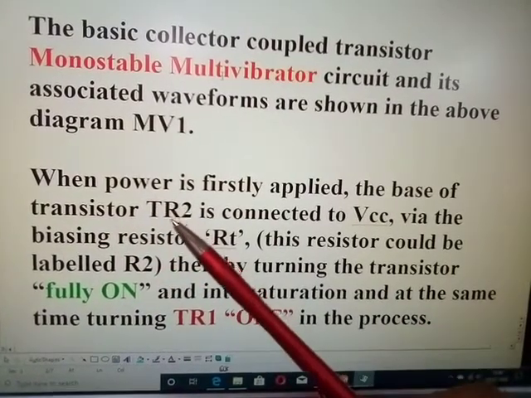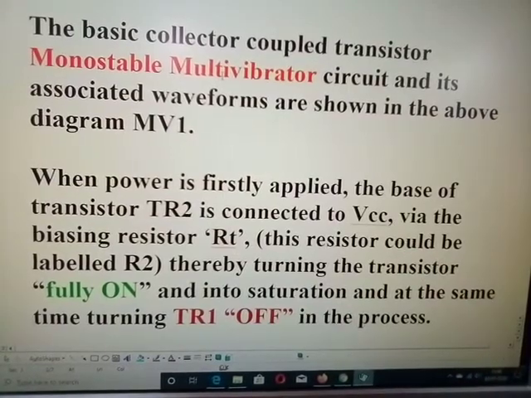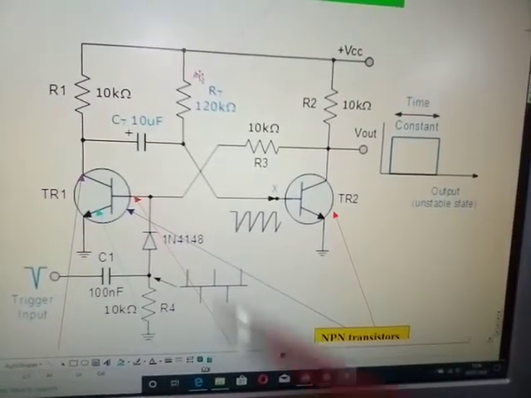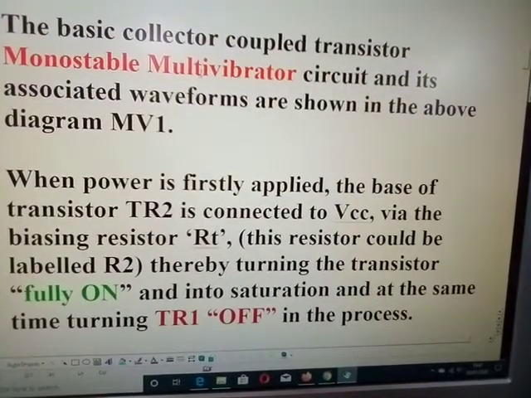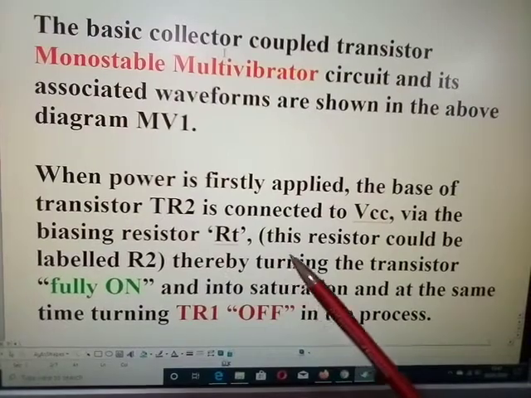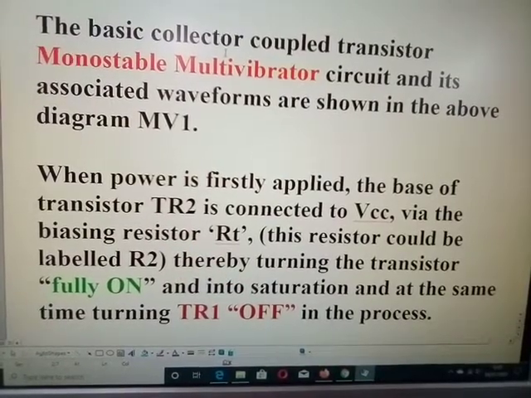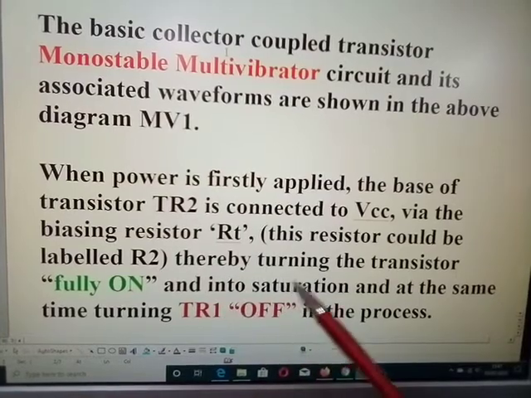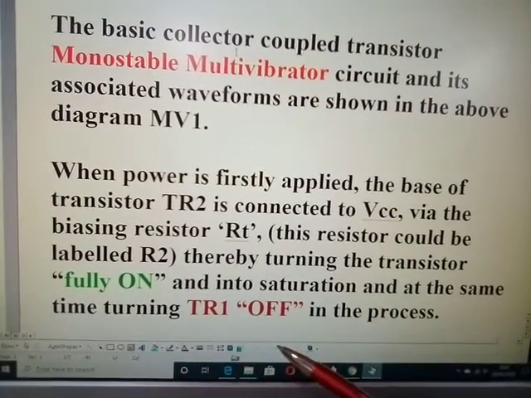Now when power is firstly applied, the base of transistor TR2 is connected to VCC, and we have identified where VCC is already, and VCC is here. That is your VCC. Okay, it means the positive rail. You see, via the biasing resistor RT. This resistor could be labeled R2, as I mentioned earlier, but it's not. It's RT, so treat it as RT. It was just my fault that it could have been better explained. But we'll run it as it is, thereby turning the transistor fully on and into saturation, and at the same time turning TR1 off in the process.